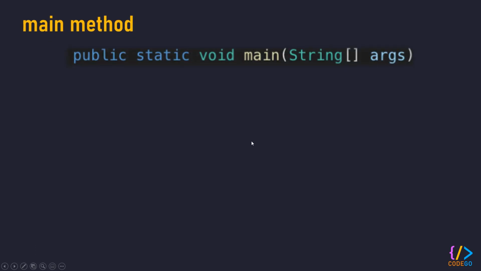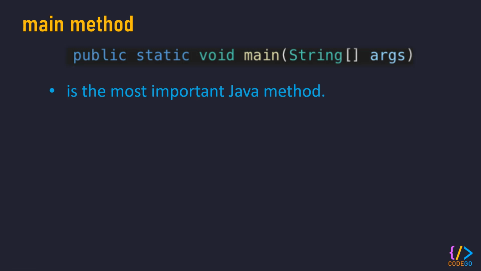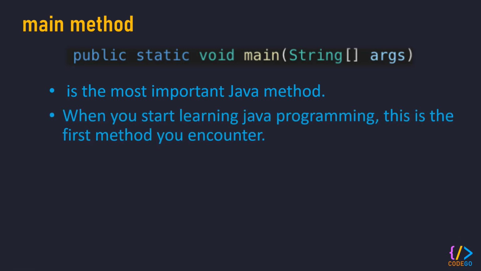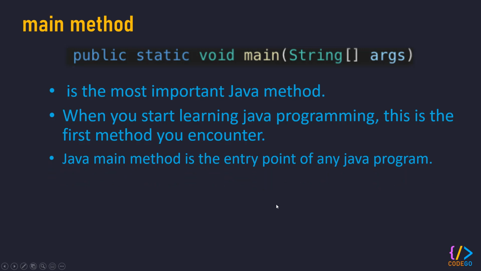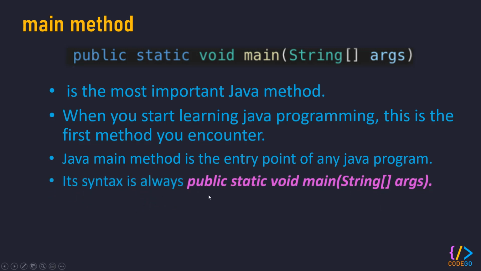So, public static void main string arguments is the most important Java method. When you start learning Java programming, this is the first method you encounter. Java main method is the entry point of any Java program. Its syntax is always public static void main string args.